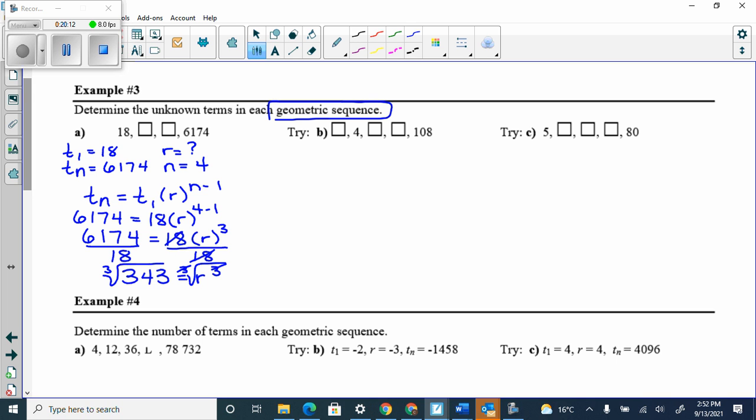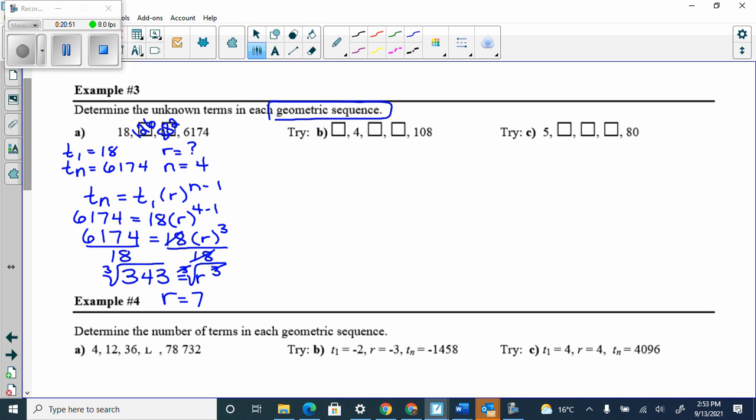The cube root of 343 is 7. So my common difference is 7. My common ratio, not difference, that was stupid. Common ratio is 7. So how do I get the numbers in between? Times by 7. 18 times 7. 126. And then times that by 7. 882. And how do I know I'm right? Times that by 7. And I get 6,174. So it shows I'm right.